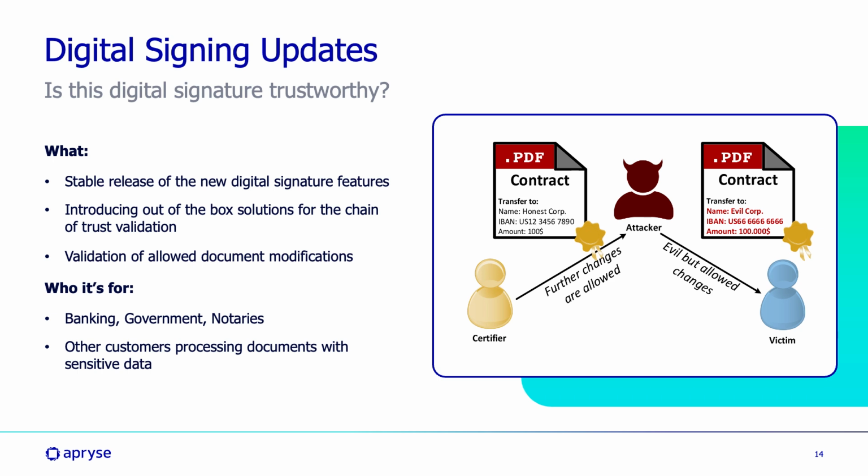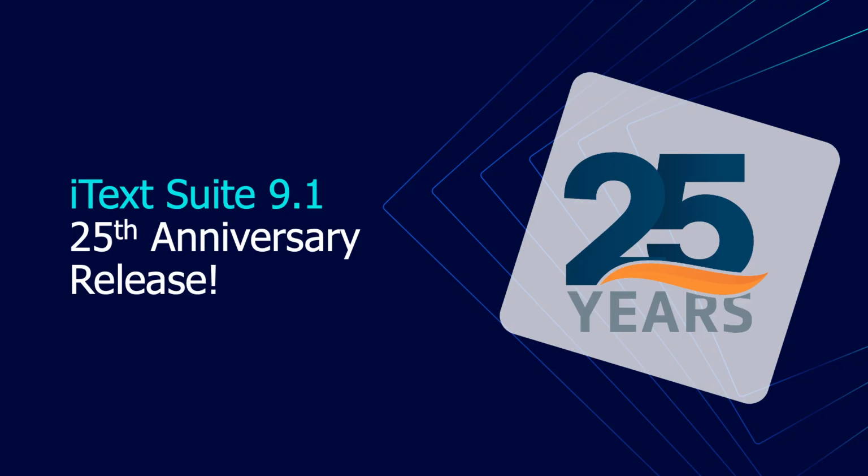So before, people had to open a PDF editor and see if there's a green check mark or something like that. Now you can actually automate those checks very easily just using iText. And that's kind of a summary of the things we've been doing, because now we did the 9.1 release, and that was already this year in February.